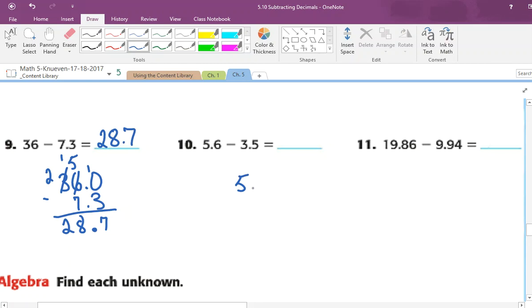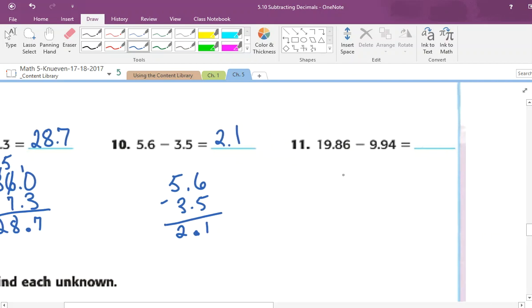For number 10, again, we rewrite it vertically. Always subtract vertically. Let's write the correct number. 5.6 minus 3.5. 5 from 6, I get 1. Bring down my decimal point. 3 from 5, I get 2. So 2.1.